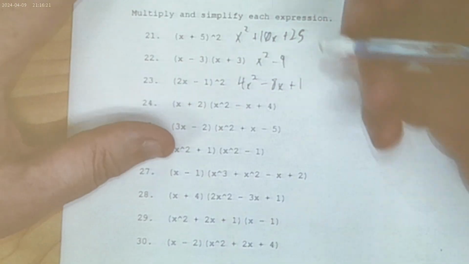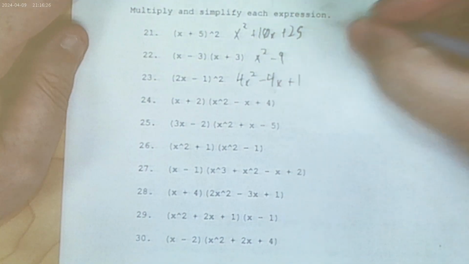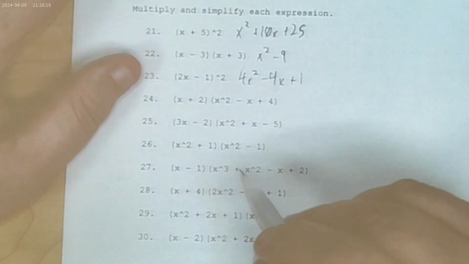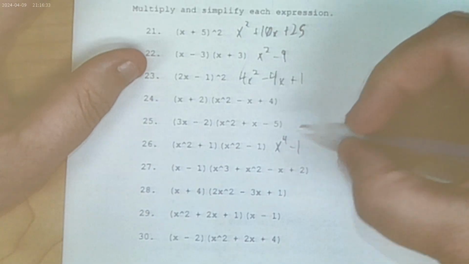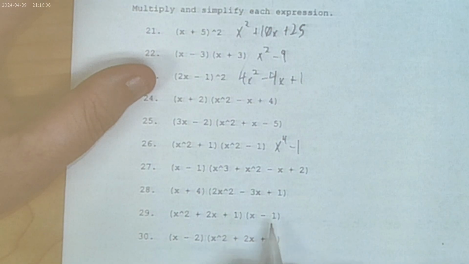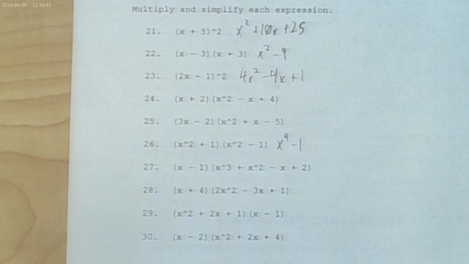So it's going to be 2, no, this is 4, this is 4. 4x minus 1. This is going to be x to the 4th minus 1. Let's see, are there any other ones that are quick solving? Nope. Looks like the rest of them are going to be grids or boxes or FOILs. Looks like boxes. Yeah, looks like all of them are going to be boxes.